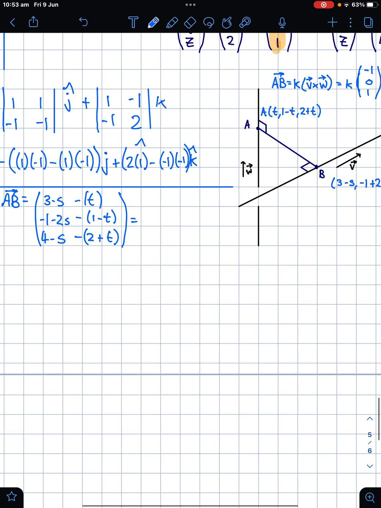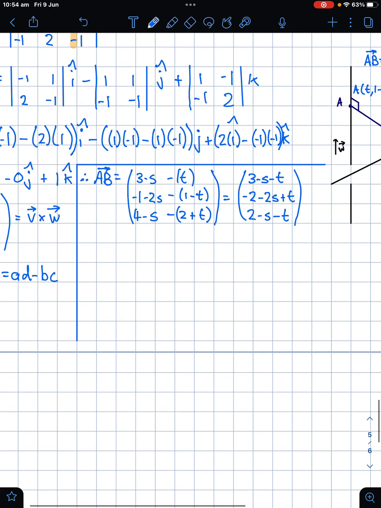So let's simplify this down. This is going to be 3 minus S minus T. This one here is going to be -1 minus 1. So we're going to have -2 plus 2S minus T. And our next one here, we got 4 minus 2 is 2 minus S minus T.